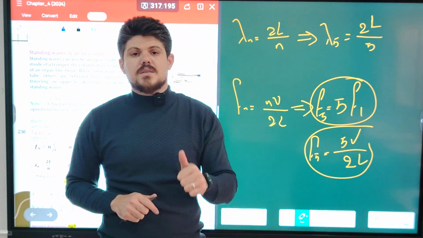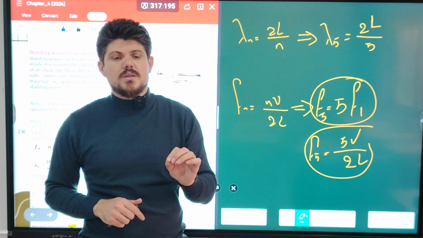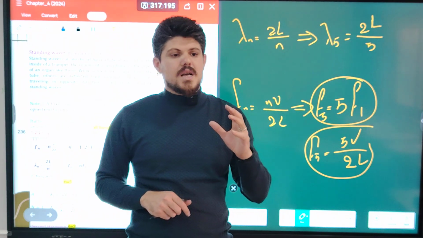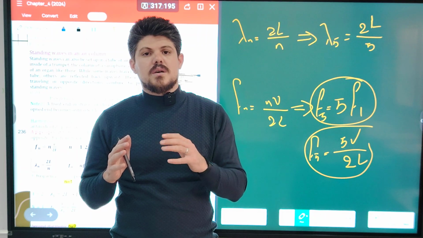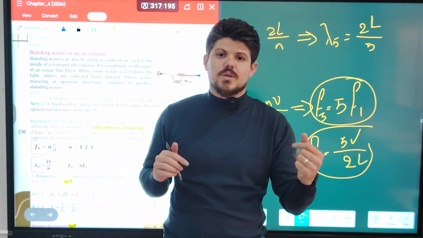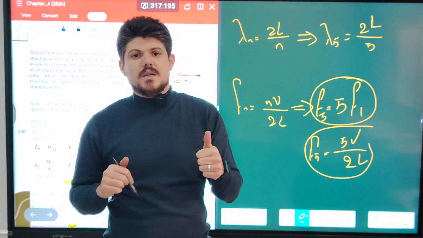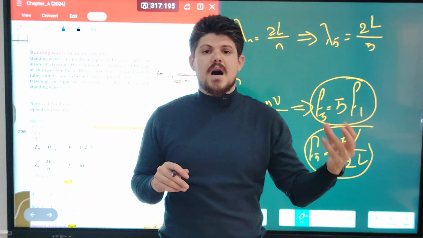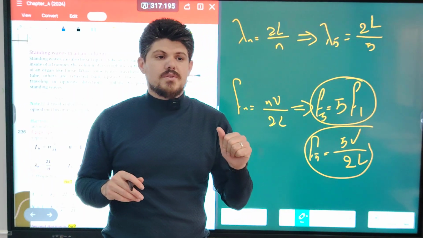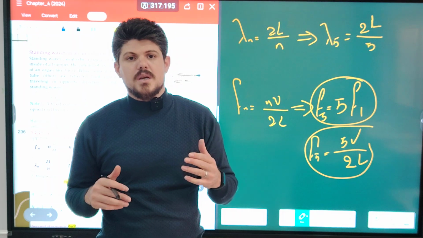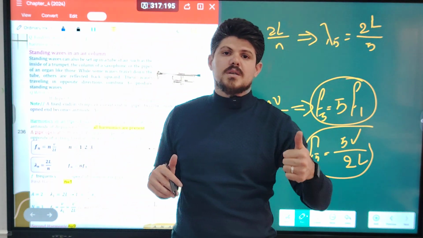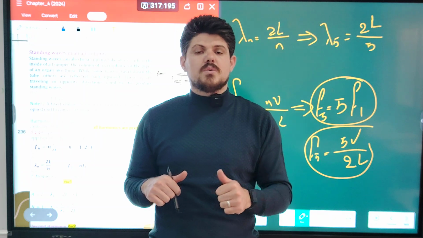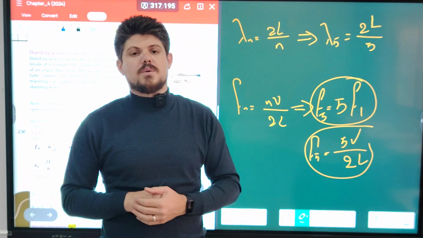In a vibrating string, the number of nodes is bigger than the number of antinodes by 1. For example, if you have 2 antinodes, how many nodes do we have? 3 nodes. In a vibrating string, the number of antinodes determines the harmonic. For example, if the number of antinodes is equal to 3, it means this is the third harmonic. The number of antinodes is equal to n, the harmonic number.